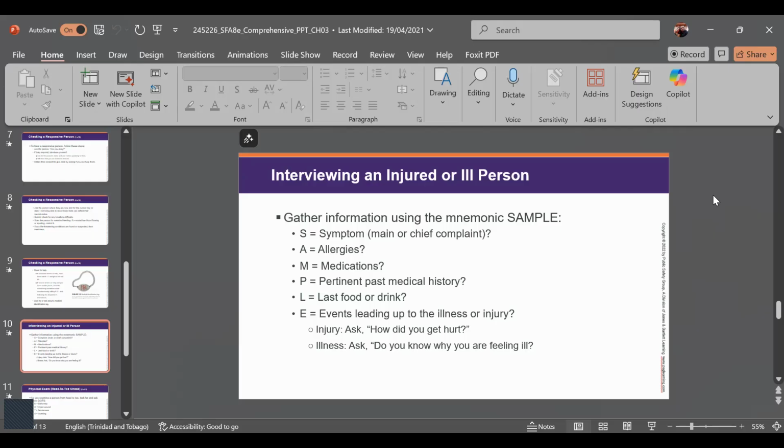Okay, so now we're back to interviewing an injured or ill person. Now we use the mnemonic SAMPLE. Why are we using SAMPLE? It gives us pertinent information about the patient and what is going on now.